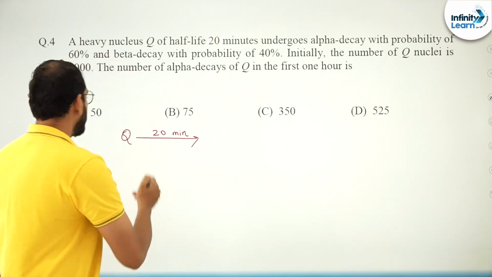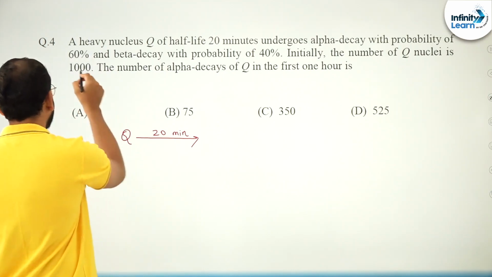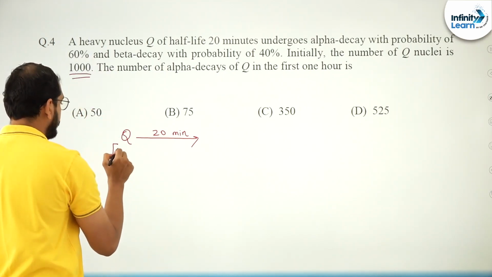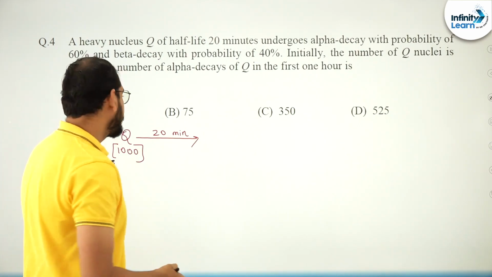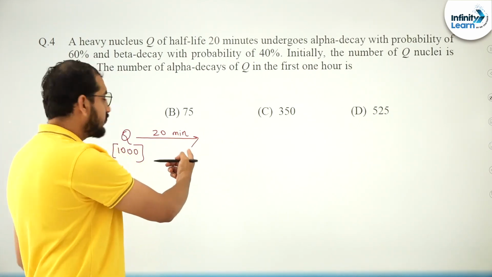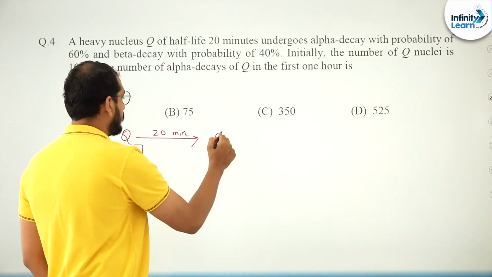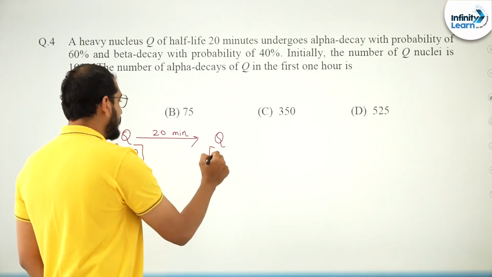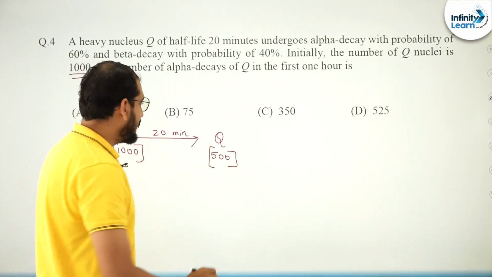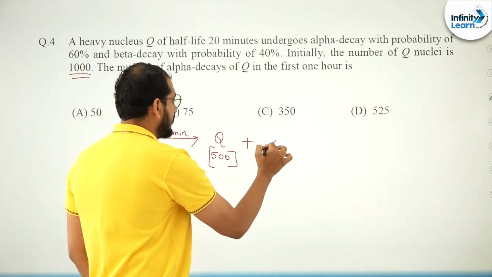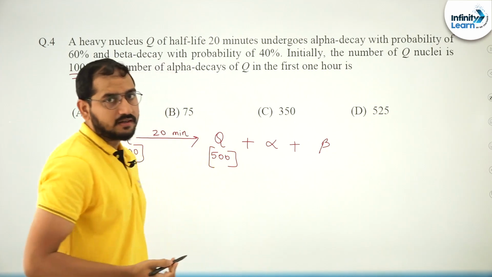All right, so the initial number of Q is 1000 given to us. After 20 minutes it's going to decay. Because this is a half-life, 50% will decay and 50% will remain the same. So out of 1000, 50%, that means 500 will remain as it is. And some will decay into alpha particles, and some will form beta particles, right?